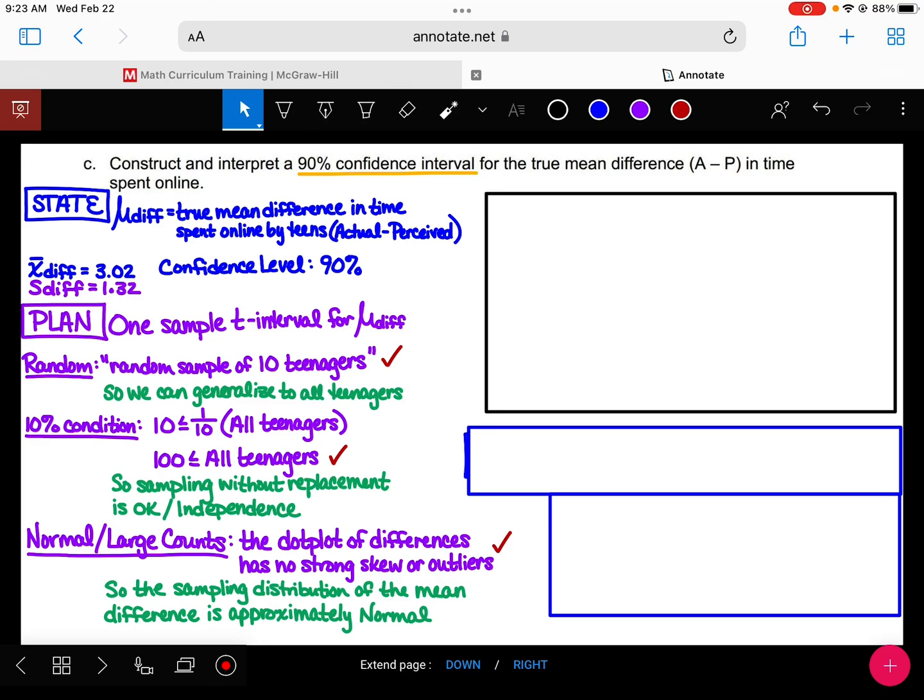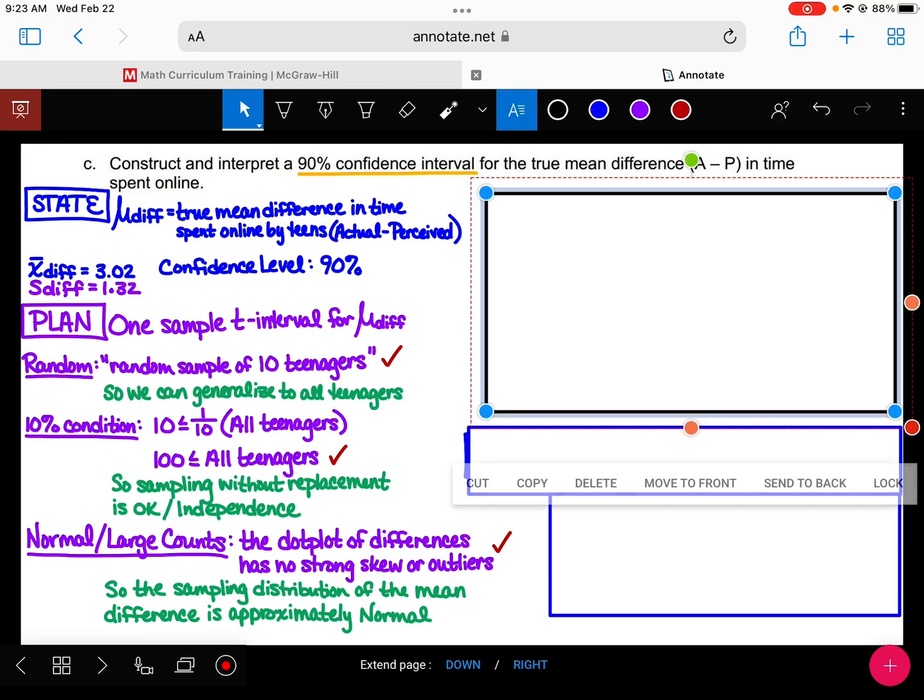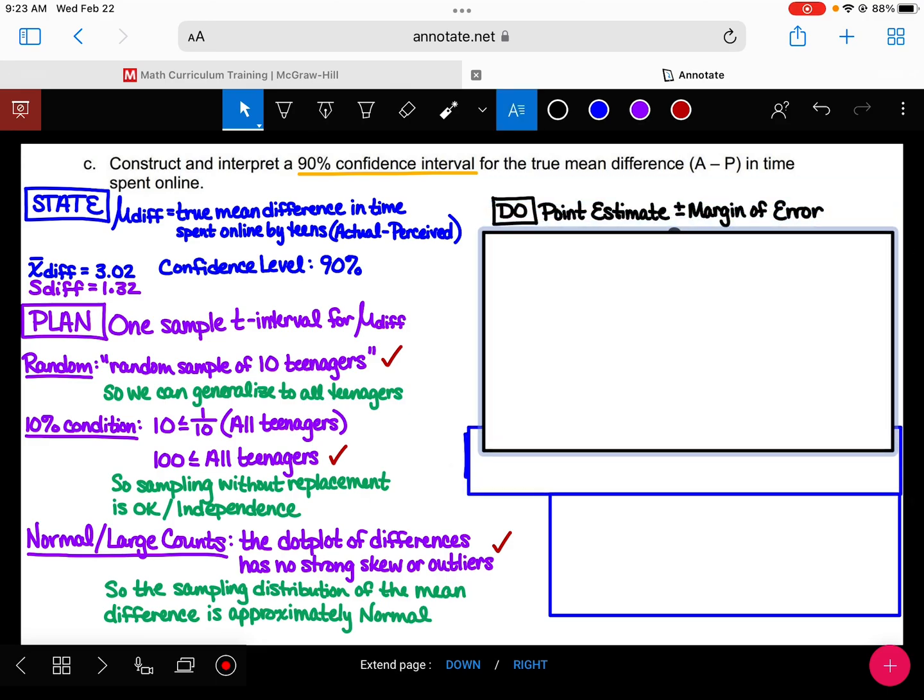All right, so state, plan, what would come next? Do. What do we need for the do step? General formula. What's our general formula for a confidence interval? Yep. Point estimate plus or minus the margin of error. What is our formula for this situation here?